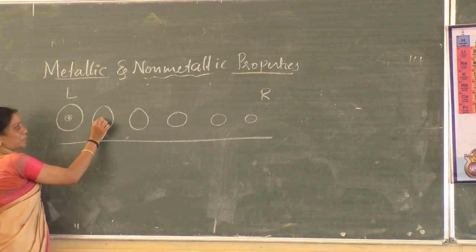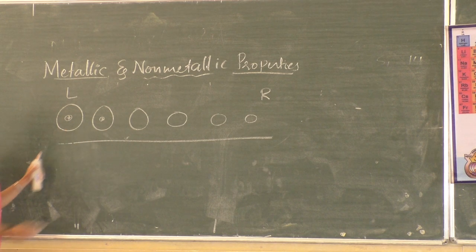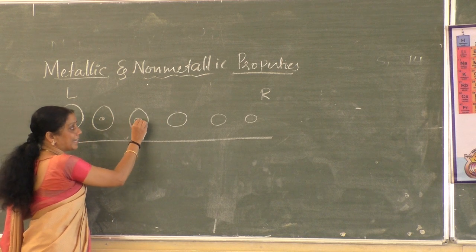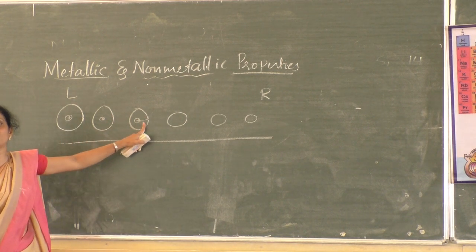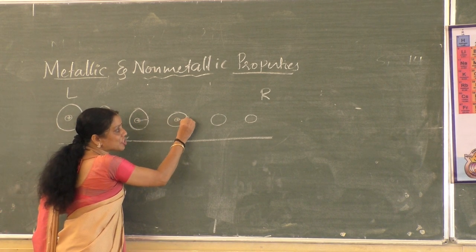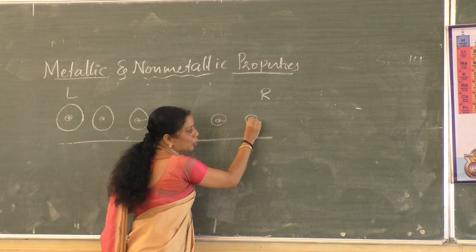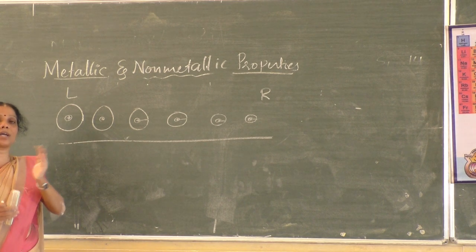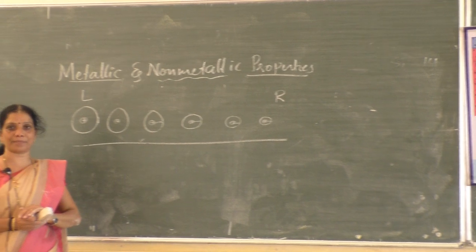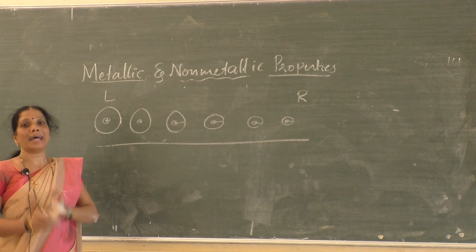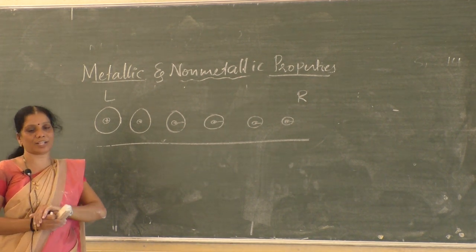Atomic size decreases means the distance between the nucleus and the outermost shell containing the electron decreases, isn't it? Once this distance decreases, the nuclear force of attraction increases. What is that nuclear force of attraction? It is nothing but the attractive force by the positively charged particles.